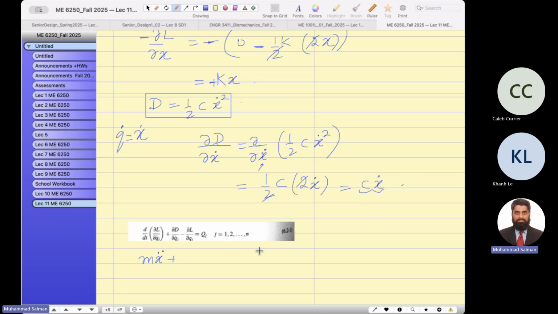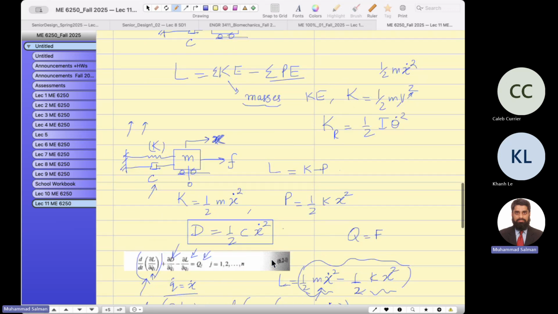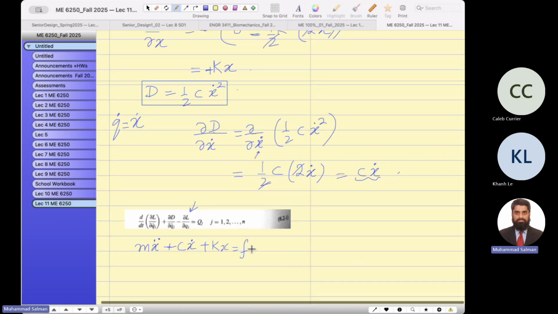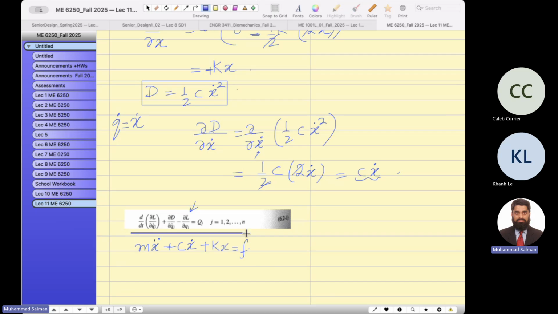The answer for the second term is c x dot. The answer for the third term is plus k x. And on the right side, the external force applied on this system is just F, a single force. So this is equal to F. This completely defines the equation of motion, which we get from Newton's second law as well as from Lagrange's method of finding the equation of motion using the generalized coordinates.